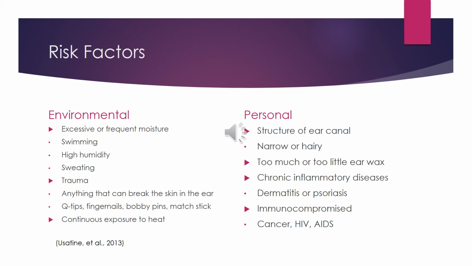Otitis externa can be a result of excessive or frequent moisture in the canal, such as from swimming, continuous exposure to high humidity, and excessive sweating. Moisture can also be retained in the canal from the use of hearing aids. Trauma can lead to otitis externa in that introducing a foreign object into the ear, such as a Q-tip, fingernails, bobby pins, matchsticks, etc., can cause damage to the skin.